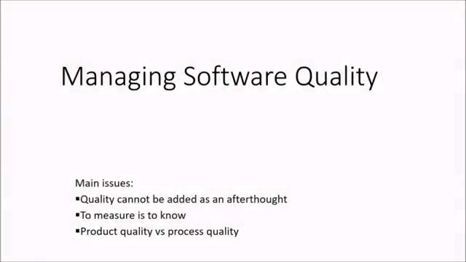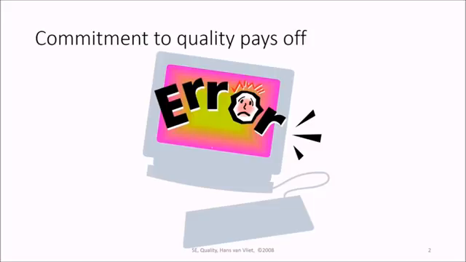Now let us talk about managing software quality. The main issues today will be: quality cannot be added as an afterthought. It is a before thought. To measure is to know. If we can measure it, then we can know it. And product quality is different from process quality, and they are closely related.